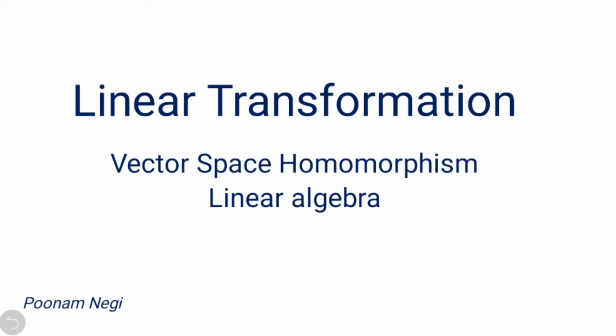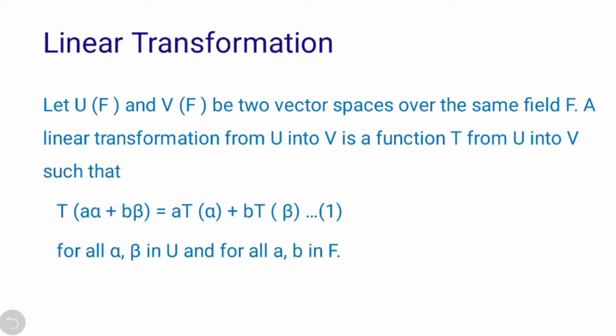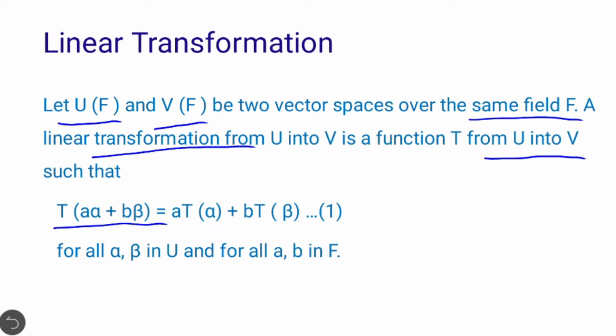Hello students, let's talk about the term linear transformation or vector space homomorphism. Let U(F) and V(F) be two vector spaces over the same field F, then a linear transformation from U into V is a function T from U into V such that T(a alpha + b beta) equals a T(alpha) + b T(beta) for all alpha and beta belonging to U and a and b belonging to the field.